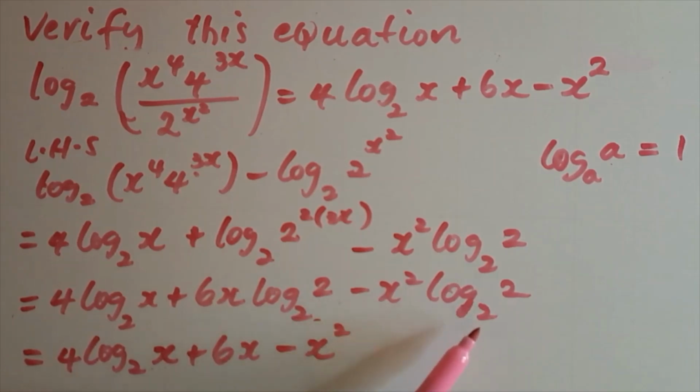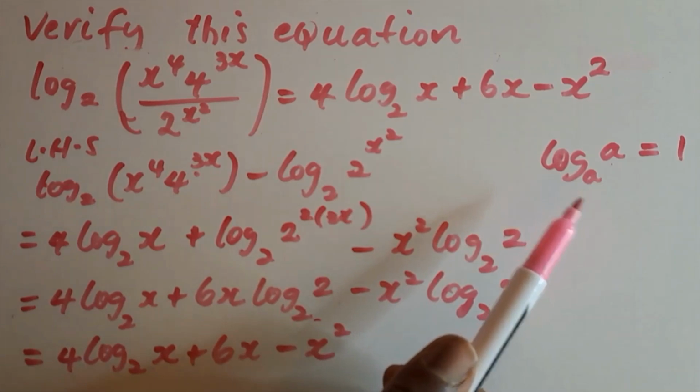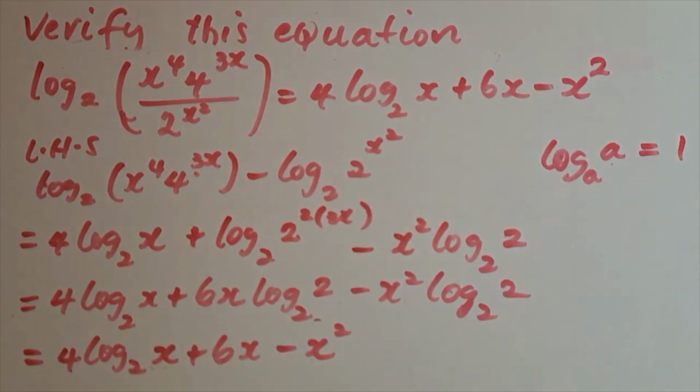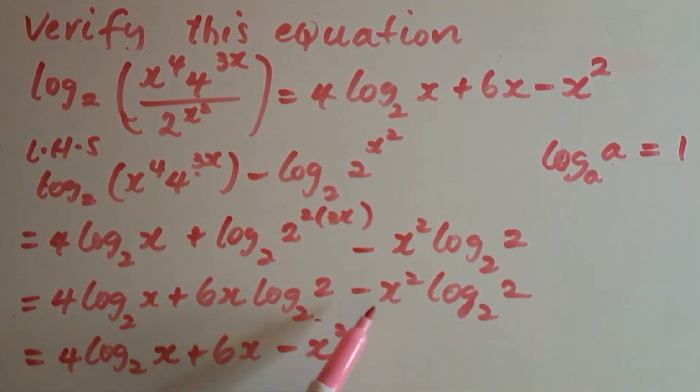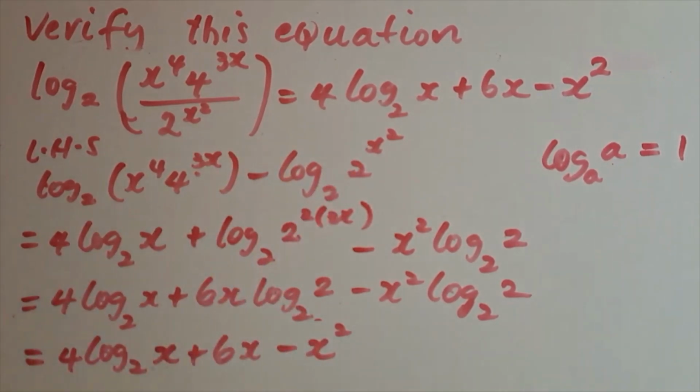Now log to the base 2 of 2 is in this form, property C, which is equal to 1. So this is the same as 6x times 1 minus x squared times 1, which gives us 6x minus x squared. This remains the same, which verifies that it's the same as the right hand side.